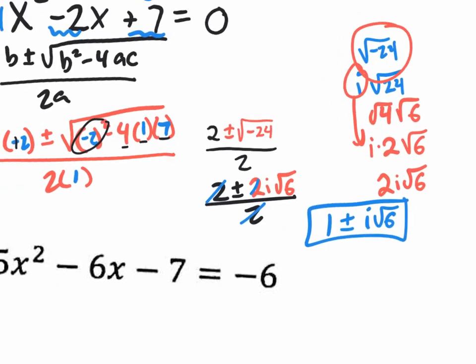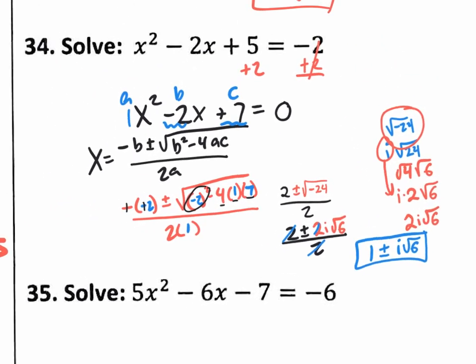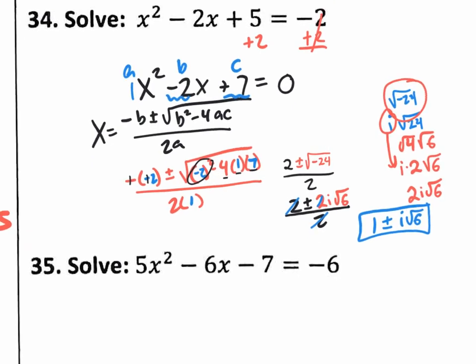That's your answer. If I were to think about the graph, this parabola would not cross the x-axis because we end up with two imaginary answers.